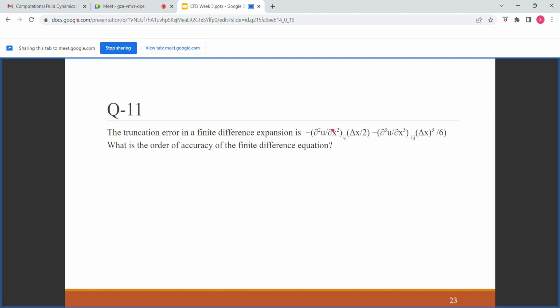That is dou square u by dou x square into delta x by 2, minus dou cube u by dou x cube at i comma j into delta x cube. So this is delta x and this is delta x cube. What is the order of accuracy of the finite difference equation? The first term is the term with the lowest power. Since it is delta x, the order of accuracy is 1. So the options are 1, 2, minus 2, minus 1, and the answer to this problem is 1. That is because delta x is present in the truncation error term as the lowest power, and it is given by 1.